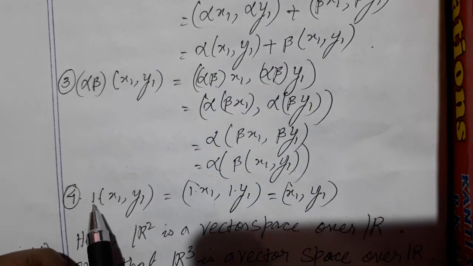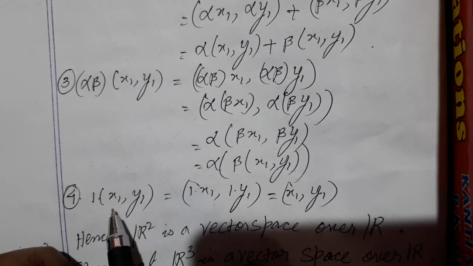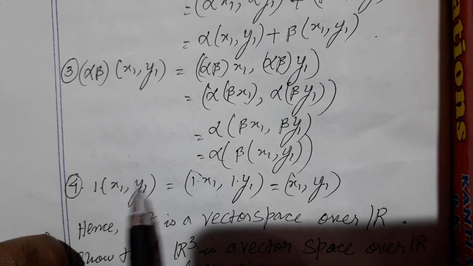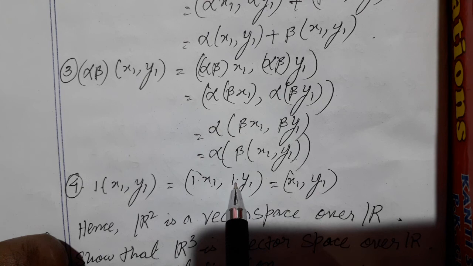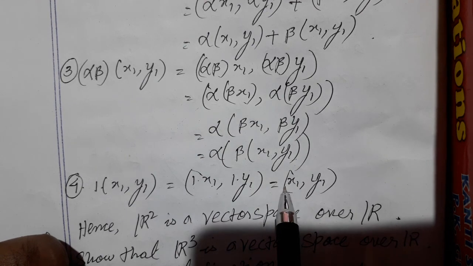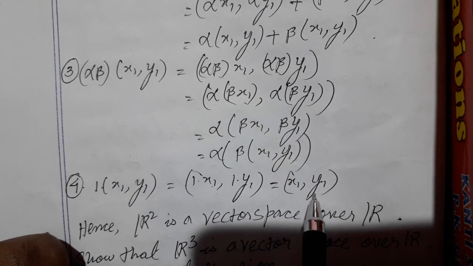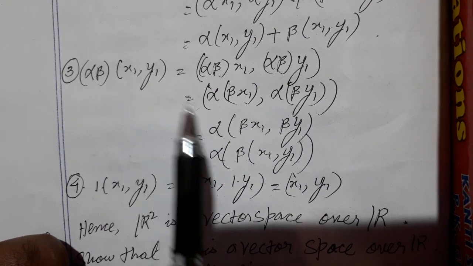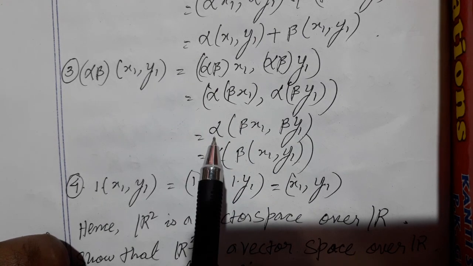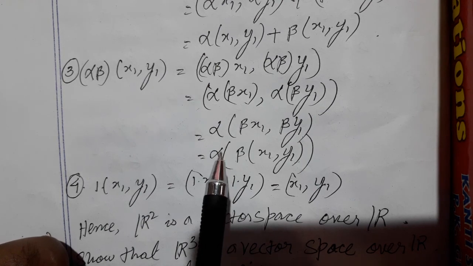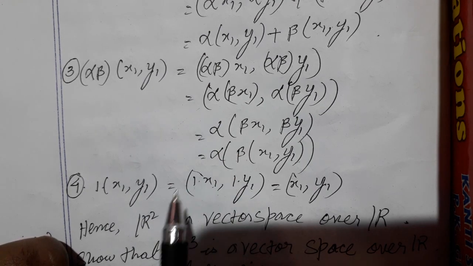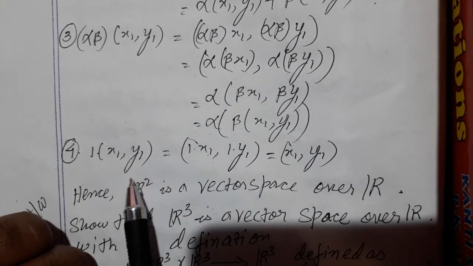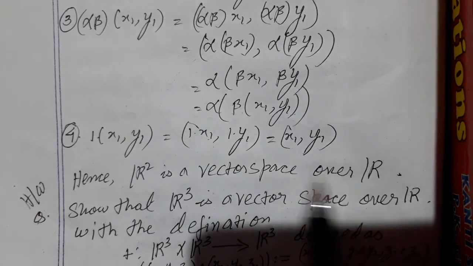Here, using the second definition, you multiply 1 to each coordinate. So 1 into x1, 1 into y1. 1 into x1 is nothing but x1, 1 into y1 is nothing but y1. So we have proved all the four conditions of a vector space, and this R2 satisfies all the four conditions of a vector space, as well as it is an abelian group under addition. So it is nothing but a vector space over R. Hence R2 is a vector space over R.